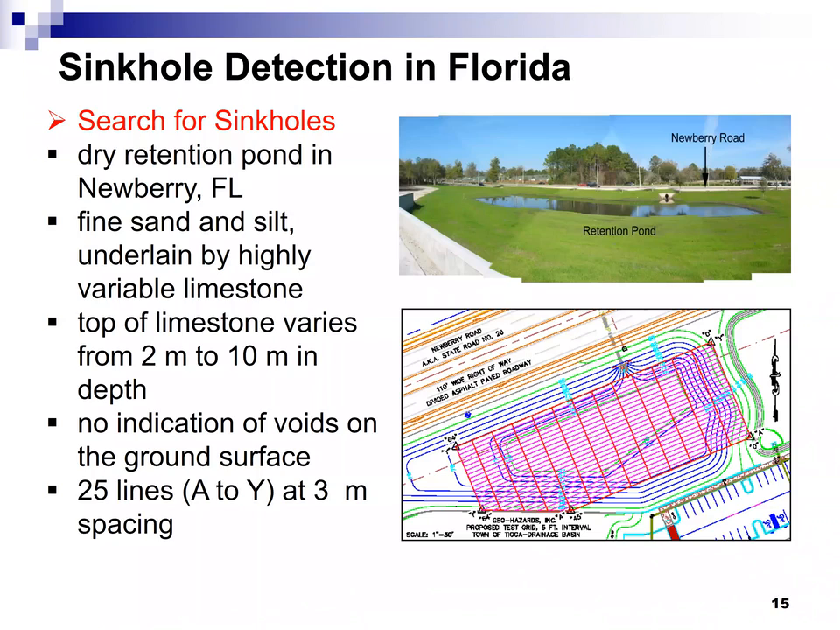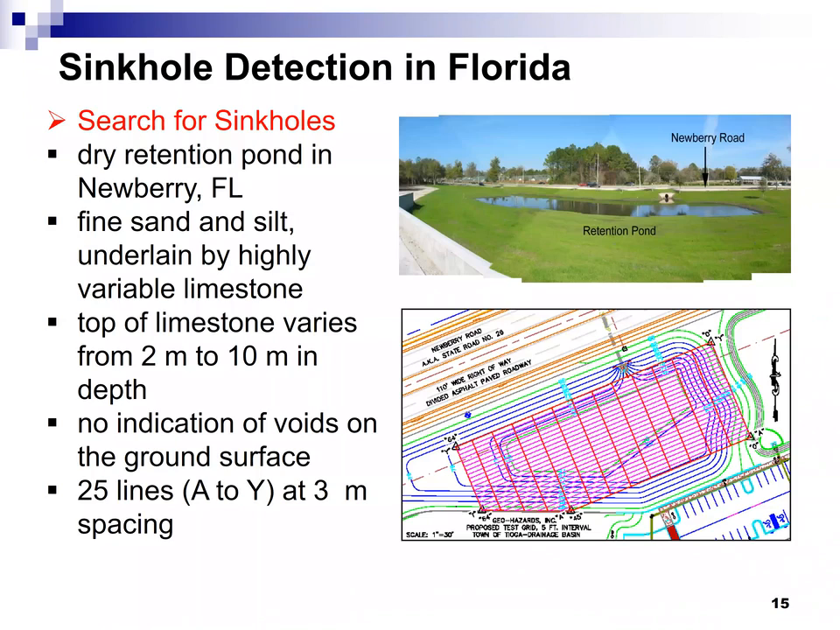But this is a dry retention pond, and with the water, it looks like this. The site consists of fine sand and silt underlain by variable limestone. So the top of limestone is from 2 to 10 meters at different locations. We divided it into 25 lines from A to Y, 3 meters apart.